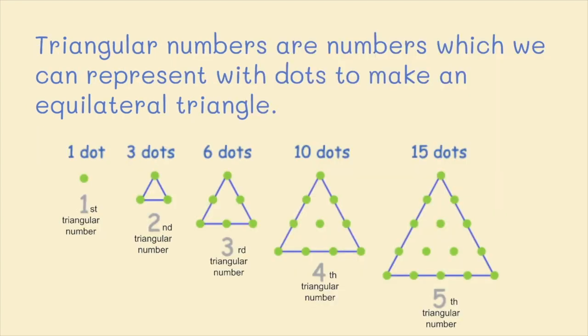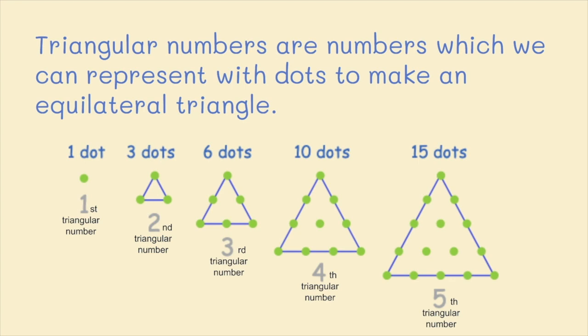Triangular numbers are numbers which we can represent with dots to make an equilateral triangle. And remember that an equilateral triangle has sides that are all equal, okay? So they're all going to be the same length, or all represented by the same number. So the first triangular number is 1, and it's represented by 1 dot.